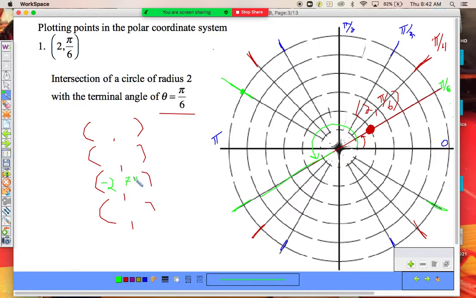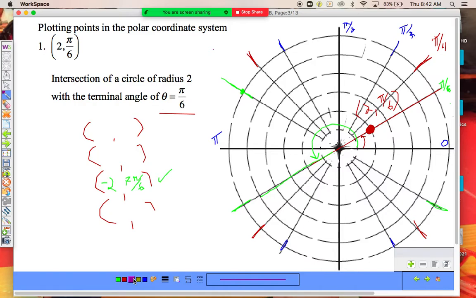Someone said 7 pi over 6. So if I rotate to 7 pi over 6, which puts me into that third quadrant, then step back 2 units, I get to the same place. So I'm good with that. So -2 comma 7 pi over 6 will put me in exactly the same place. I'm going to rotate to the third quadrant and walk backwards. All right, give me another one. And I'm going to ask for 3 more. Anybody else got one that'll get me there?